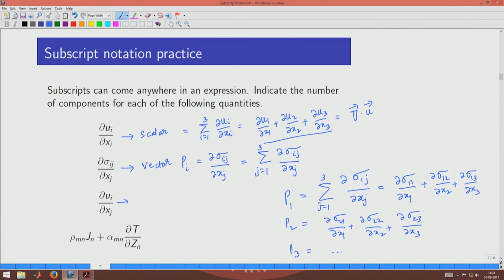What would be this quantity? There are 2 subscripts, both i and j are free, and there are no dummy subscripts. So, this must be something of the order 2. So, it has 2 free subscripts, so it must be a tensor of order 2. So, you could write this as a_ij. For each value of i and j, you could write what would be the expression. So, let me write it here. What would be a12 is nothing but ∂u1/∂x2, and so on.